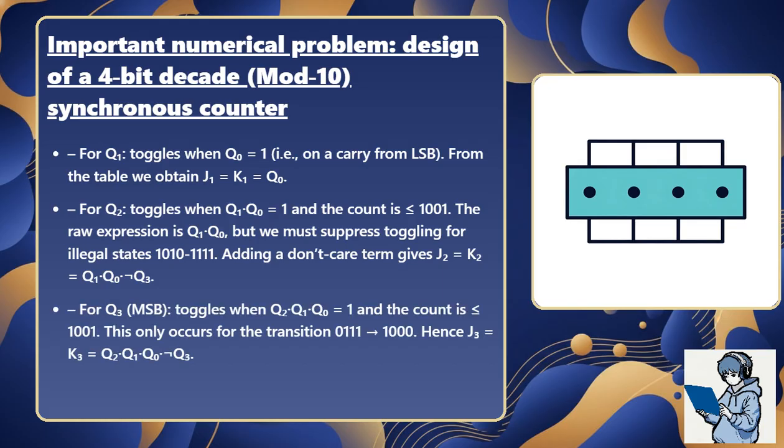For Q3, the most significant bit, toggles when Q2 and Q1 and Q0 are all 1, and the count is less than or equal to 1001. This only occurs for the transition 0111 to 1000. Hence J3 equals K3 equals Q2 and Q1 and Q0, and not Q3.